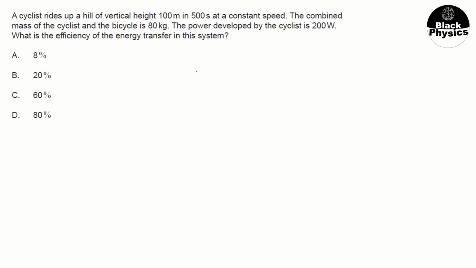A cyclist rides up a hill of vertical height 100 meters. So this is vertical displacement, 100 meters in 500 seconds. That's the time at a constant speed. So when the speed is constant, it means V equals U.